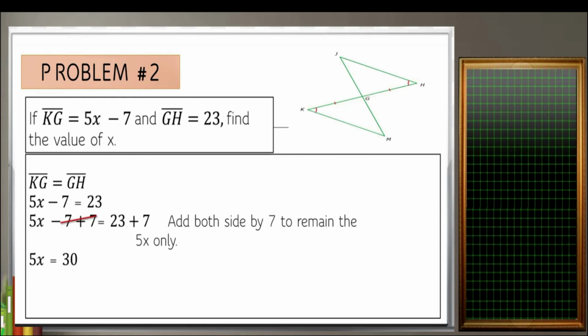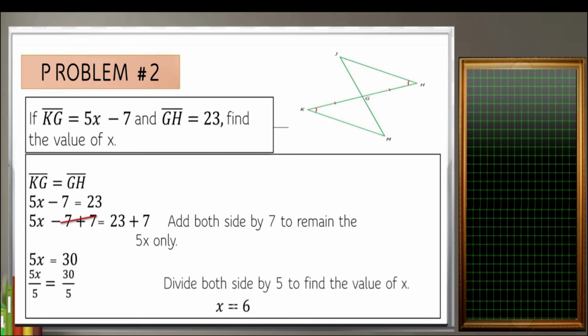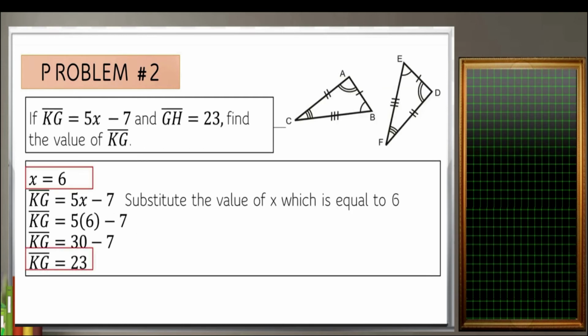Going back, we have 5x is equal to 30. To remove the numerical coefficient of the variable x, we have to divide both sides by 5. 5x divided by 5 is x. 30 divided by 5 is 6. If you want to check if your answer is correct, you may do the same thing like what we did in number 1.